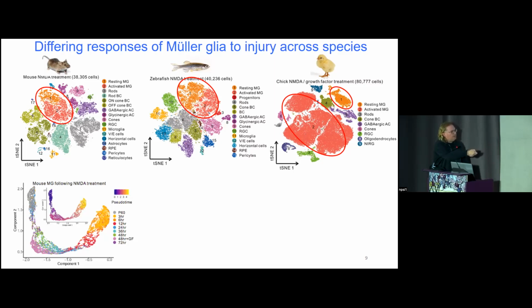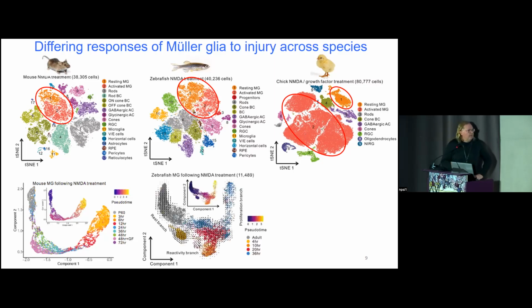In the mouse, the glia that are most transcriptionally different from the resting glia are actually seen only 3 hours following injury. They then gradually return to a resting state over the next few days. Now, in the fish, it's a very different story.